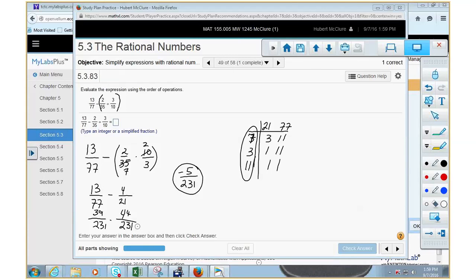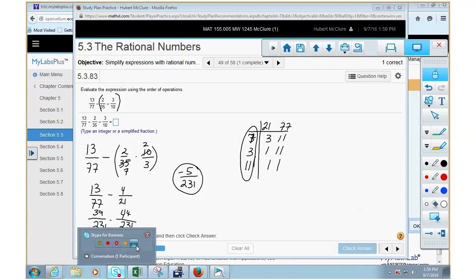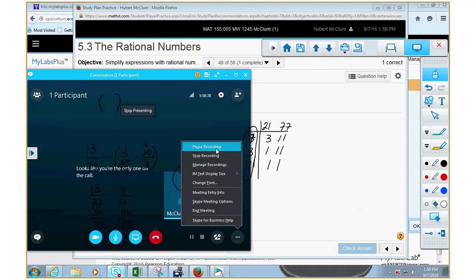So, we did like the other classes today, and we worked on homework problems. So, you should be ready to move into 5.6.